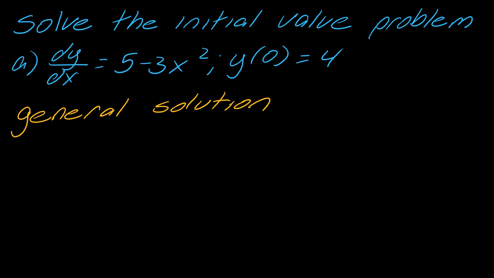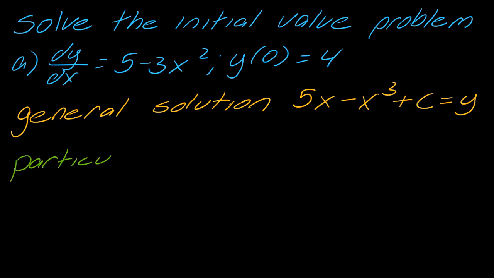The antiderivative of that would be 5x minus x cubed plus c, and that's what's going to equal our y. This is your first part, and it's got to be that whole equation. It's got to have the whole equals y, or you could say y equals all of this, whatever you want to do. And then you have to find the particular solution.